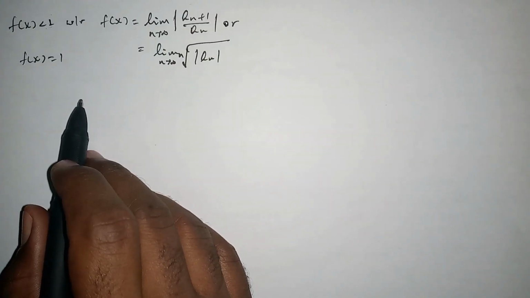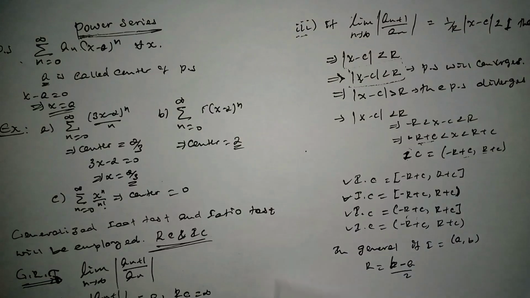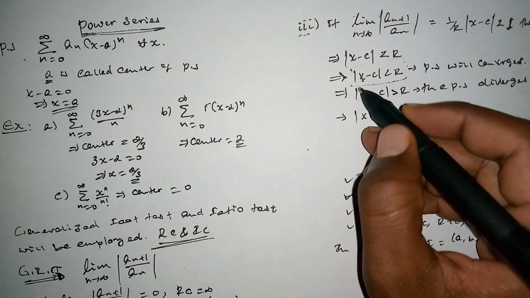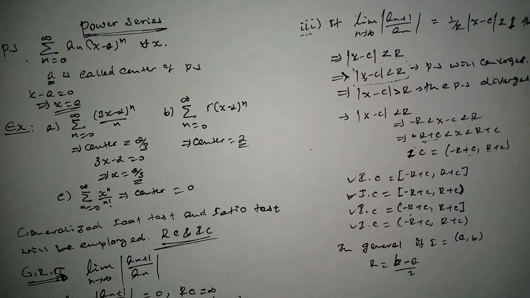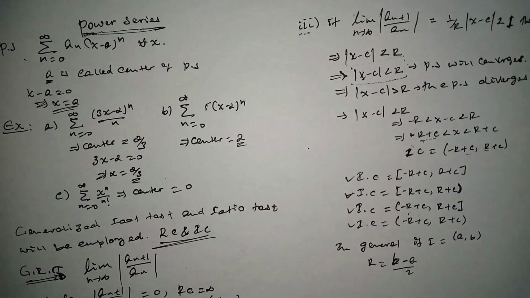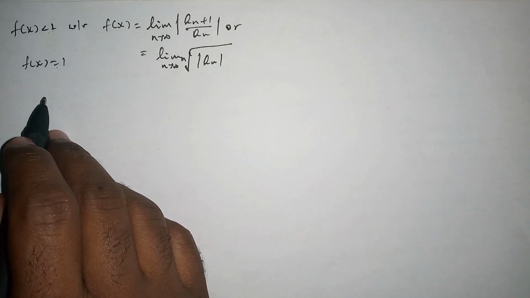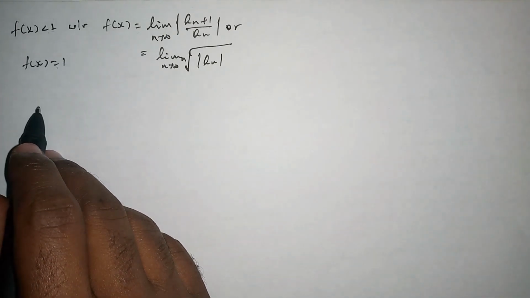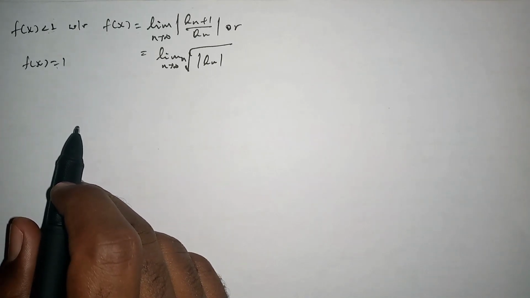And the endpoints we have seen in the last session will be tested individually at f of x equal to 1, and depending on the result obtained, those endpoints may be included or excluded from the interval of convergence of the given series.